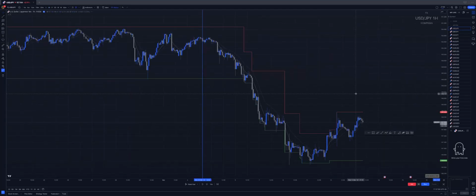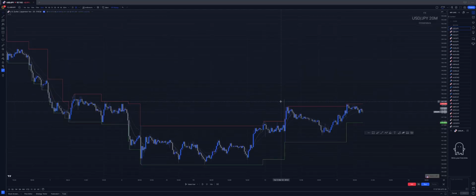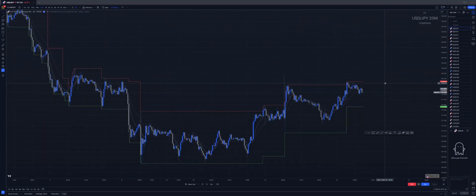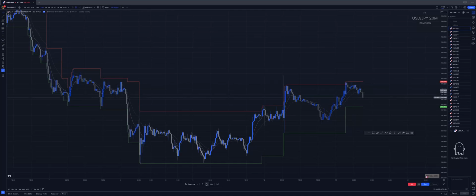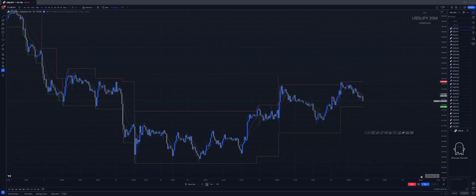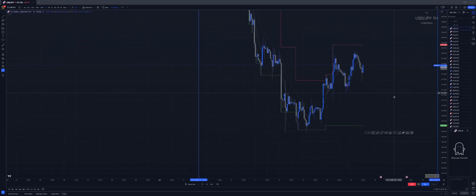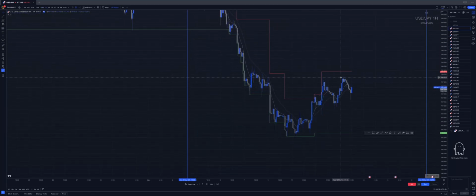4 hours still valid. 1 hour is still valid. 20-minute, I want to see a strong push off of here so I can get in on this motion. Let's see. Okay, and we're just falling down. So let's go look at the hourly, see where we're at. Price is getting scooped up.